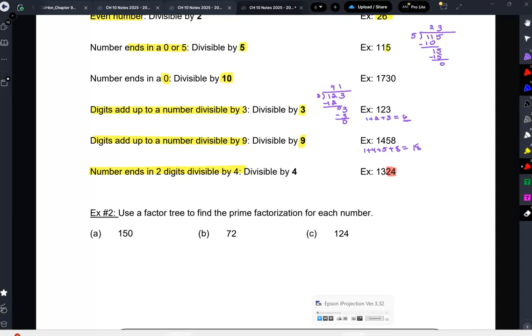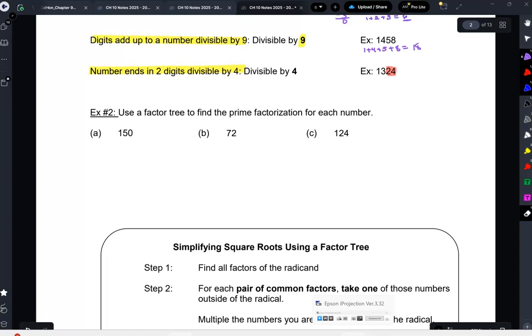Okay, you need to read this more carefully because 16 has only 2 digits and they are divisible by 4. This is divisible by 4 because the last 2 divide by 4. No, so that's why I said you got to read more carefully.